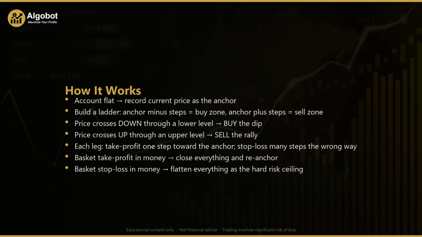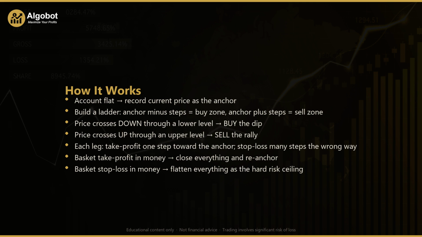Now let's walk through the exact logic, step by step. When the strategy has no open positions, it treats the account as flat and records the current mid-price as the anchor. That anchor becomes the center of the grid, and the strategy clears its memory of any previous levels. From that anchor, it imagines a ladder. Below the anchor sit the buy levels, one grid step apart, 2 grid steps apart, and so on, up to the maximum number of levels you allow. Above the anchor sit the mirror image sell levels.